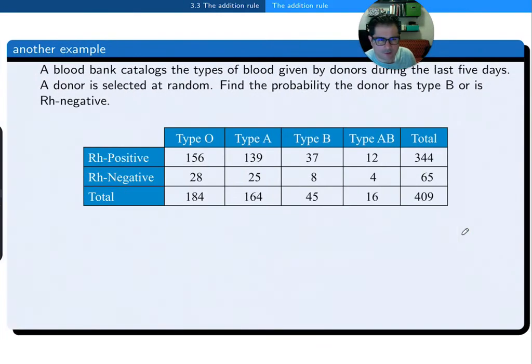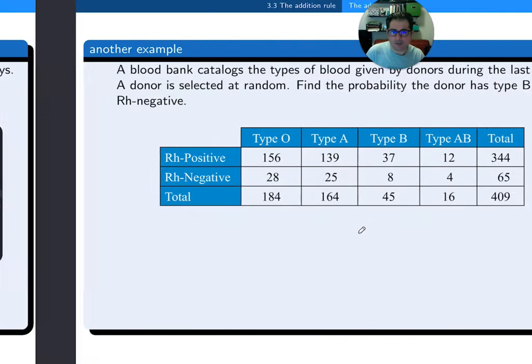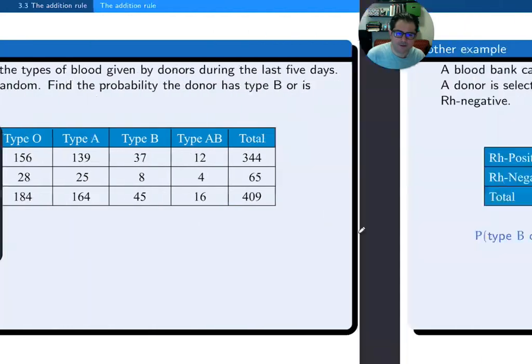Now, if there is somebody, like now, find the probability that the donor has type B or is Rh negative. So type B is this column, but Rh negative is this row. So now these 8 here in the middle are going to be in the intersection, right? And you can see that if I don't take care of it, I would be counting those 8 twice. So that's the way you do it.